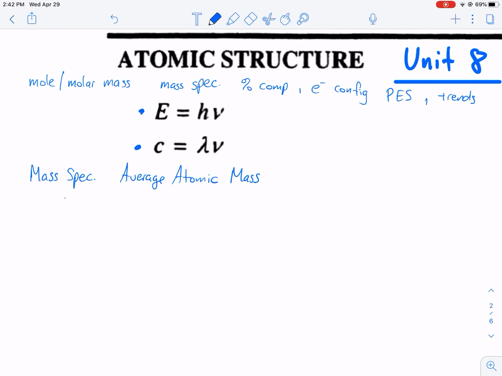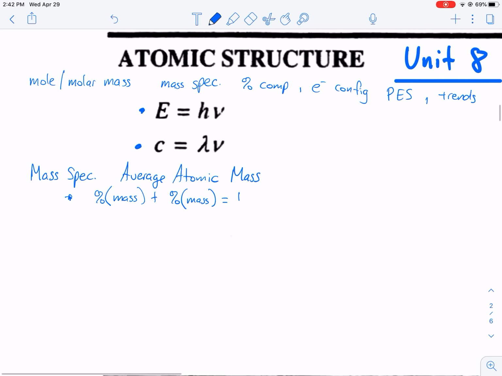The mass spectrometer gives us the mass of fragments, and if we're just dealing with individual elements and isotopes, we could use that to find the weighted averages that we find on the periodic table. So remember, percent abundance times the mass plus the percent of the next isotope times the mass, and you keep doing that for all of the different isotopes, and this gives you your weighted average. Okay, so that's something that we should be comfortable with, is using mass spec data to find weighted averages and such as well.